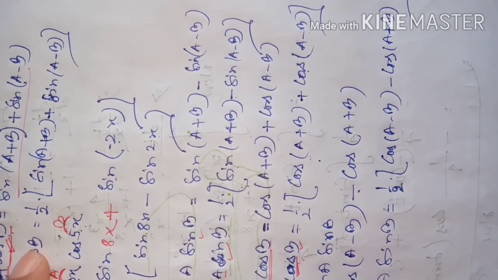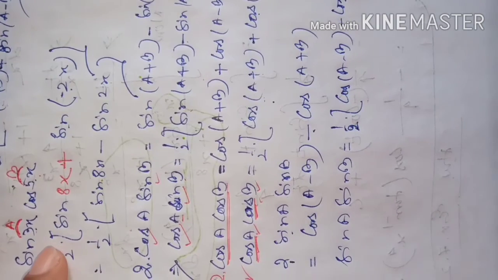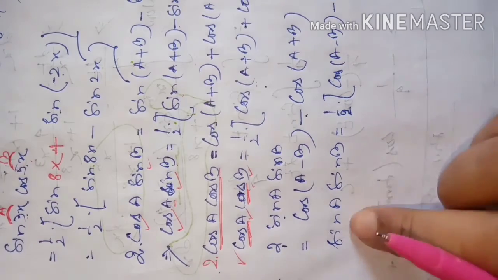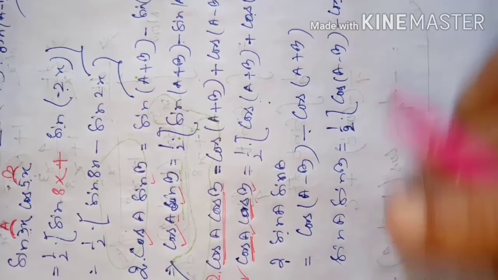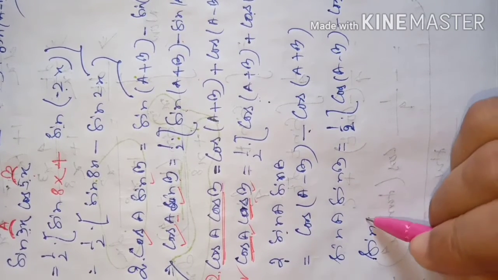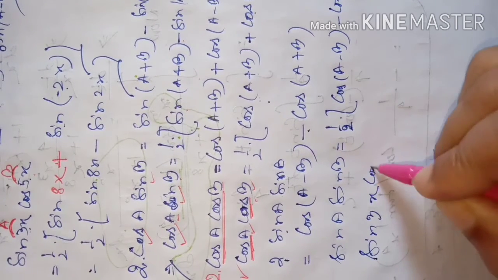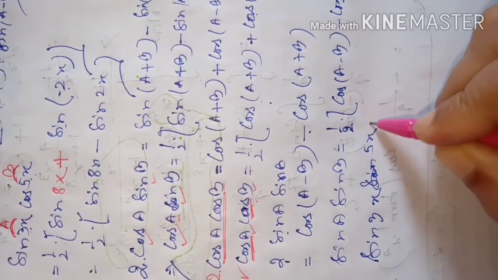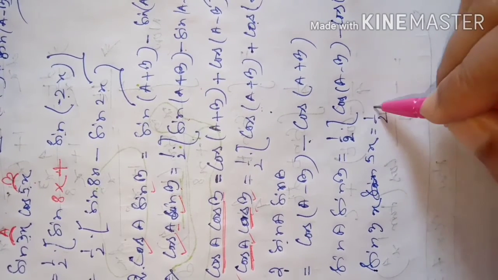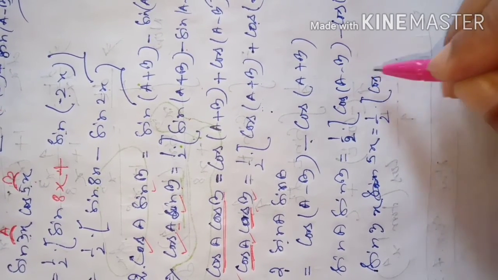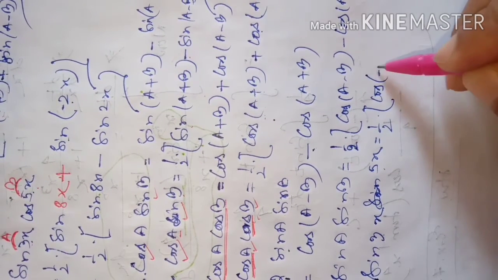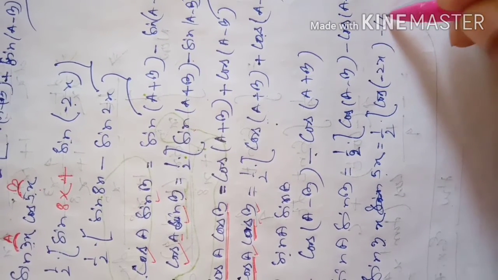So now, dear students, suppose you have one expression like this given in sin A sin B, you can transform this, like say sin 3x sin 5x, then immediately you will transform it into half times cos A minus B, meaning 3x minus 5x, minus 2x, then minus cos.